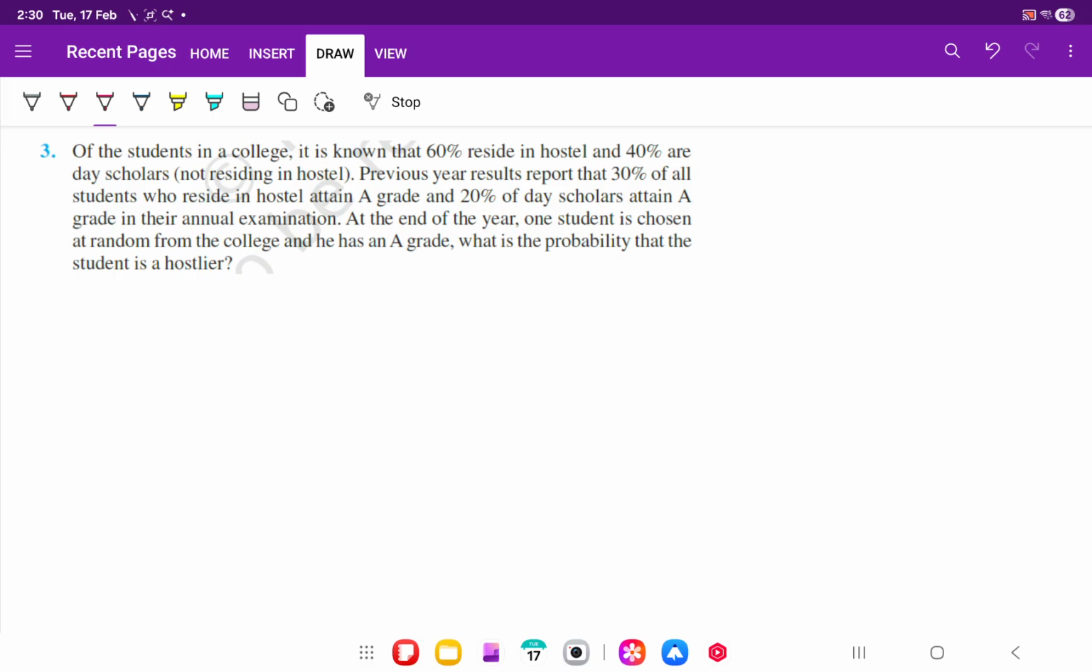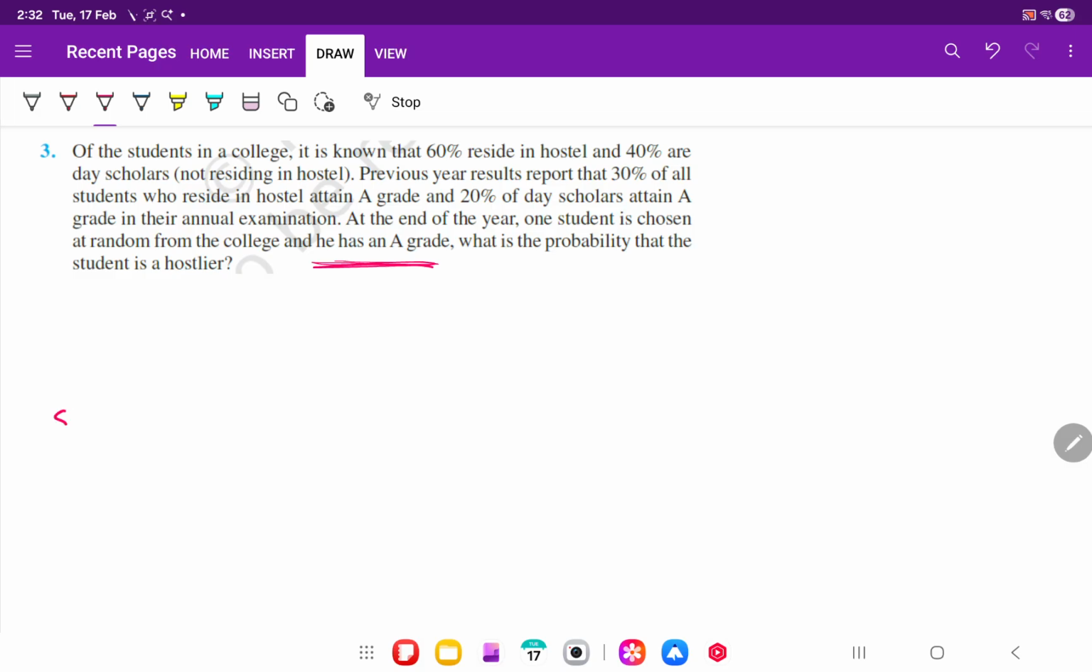Now they are saying at the end of the year, one student is selected at random. And he has a grade A. What is the probability that he is a hostler? The 2-level selection is there. The student is selected from one place, either hostel or day scholar, and he is getting grade A. The 2-level selection means we use Bayes theorem. Try to make a chart.